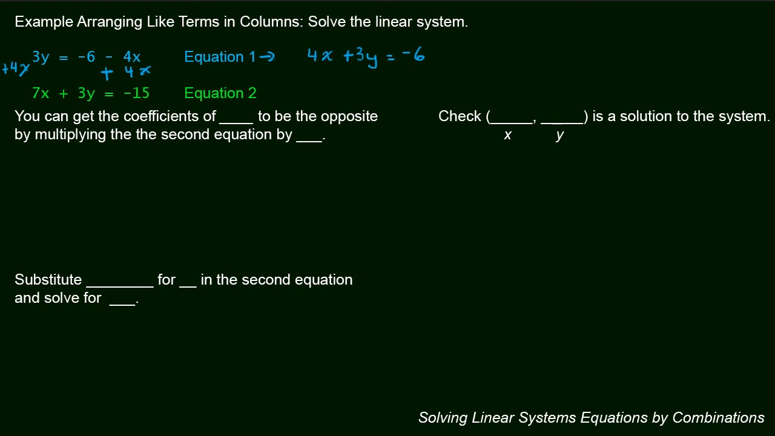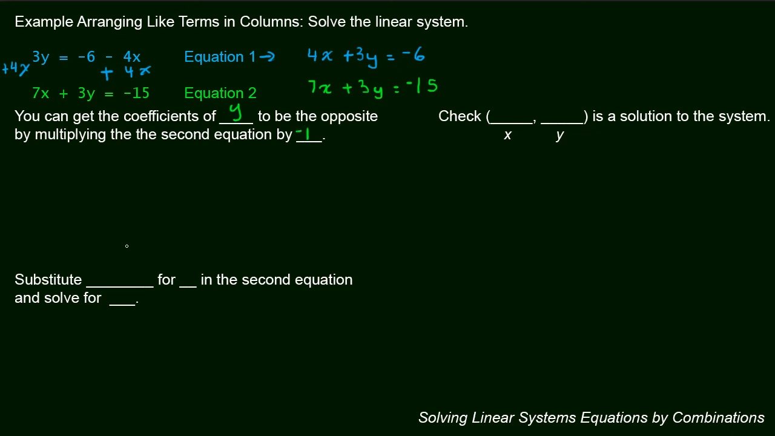And my second equation over here, 7x plus 3y equals negative 15. Once the like terms are lined up, you can see that I have a positive 3y and a positive 3y over here. So in order to be able to combine these two and eliminate one of the variables, I need to have one of these 3y's become a negative 3y. To do that, I can get the coefficient of y to be the opposite by multiplying the second equation by negative 1.